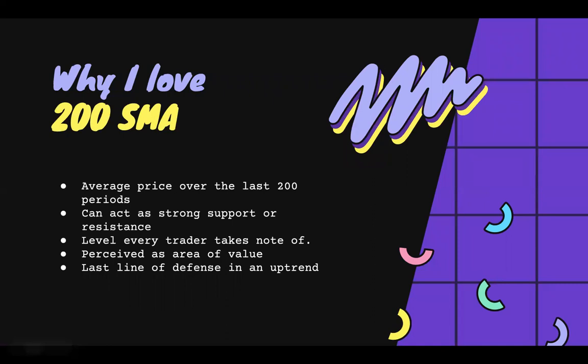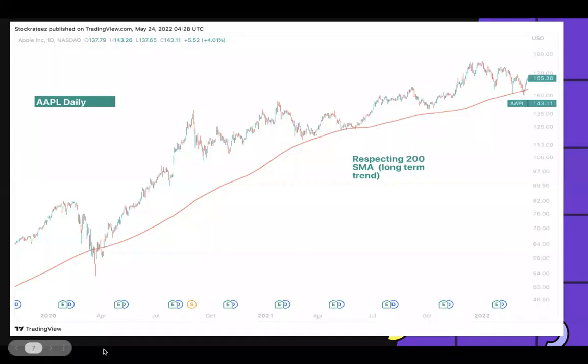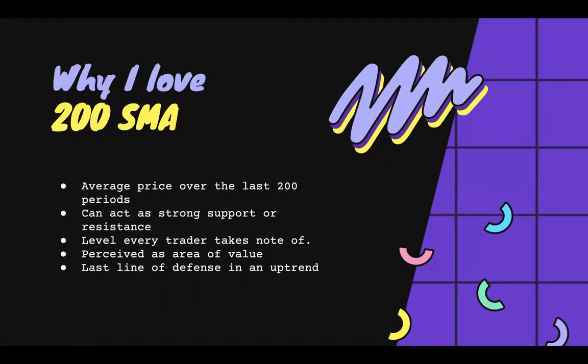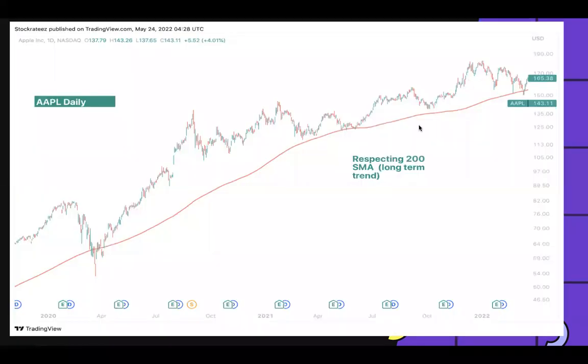This is the average price over the last 200 periods. If you're on a 1-hour chart, it is the past 200 hours. If you are on 5-minute charts, the past 200 5-minute candles. And this can act as strong support or resistance. See how each time it comes back into the 200 MA, it bounces off of that area. The 200 SMA is the most important moving average, especially on the daily chart. This is perceived as an area of value. In an uptrend, this is your last line of defense.